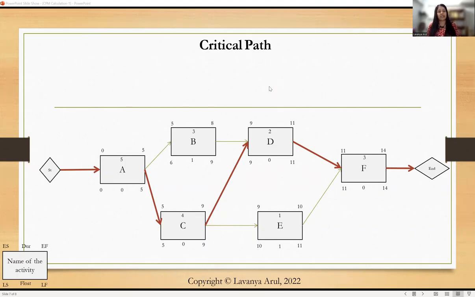When you look at it, this path will have a total of 14 days. Not only that, a minimum of 14 days is needed for us to complete this project. Any shorter than that, you won't be able to finish the project. That's why it is called the minimum duration needed to complete the project. Got it? So this is a very simple calculation.